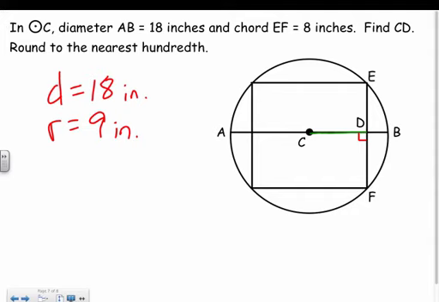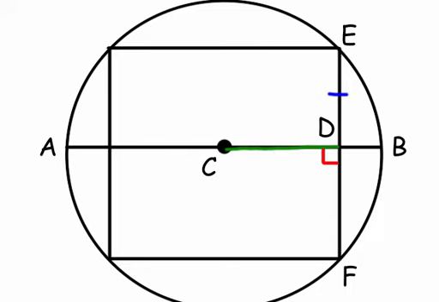Find CD. Well, it had to have gave me this 8 inches for a reason. So EF, that chord is 8 inches. What do we notice? With the diameter here, it makes a perpendicular with that chord. So we know that it bisects the chord. That diameter bisects the chord. So I know that these two guys are congruent. Well, if it's 8 inches all the way across, that means each piece is 4. So I know that this distance is 4 right here.